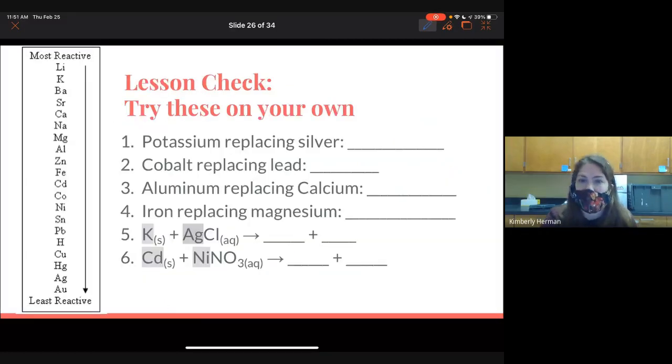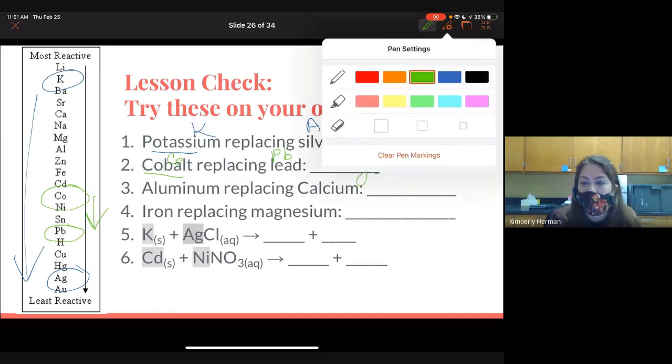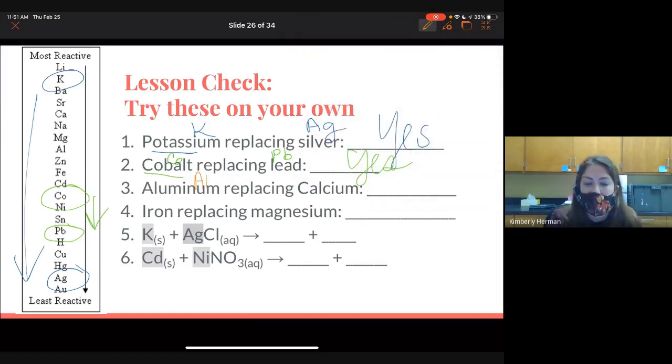So let's try a lesson check before we leave for today's video. Can potassium, K, replace silver? For number 1, we find K, we find silver. Can K go down and replace? That would be a yes. Cobalt, Co, replacing lead, which is Pb. So we have Co, we have Pb. Can it go down and replace? That is a yes.